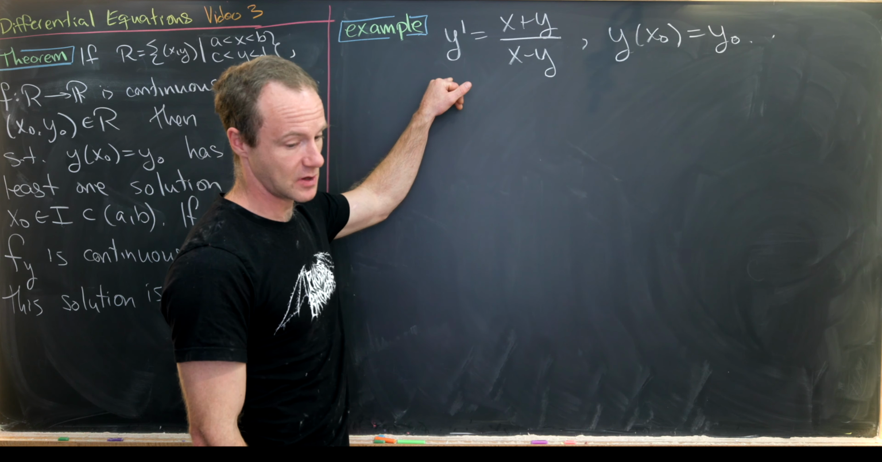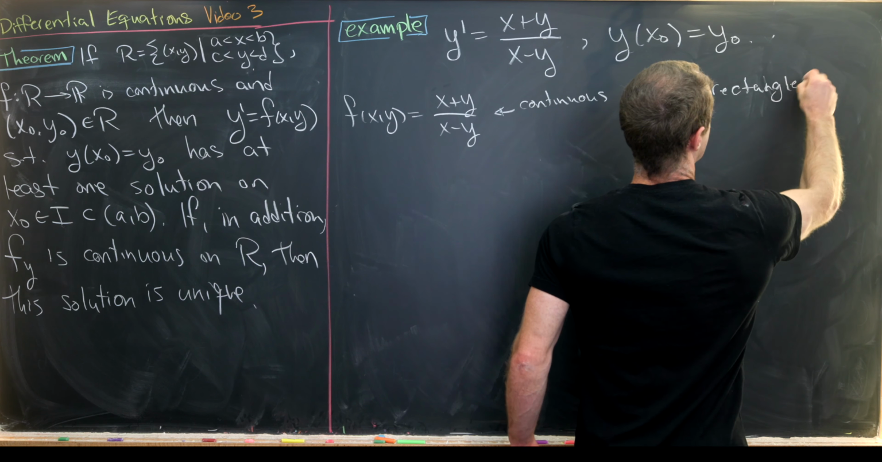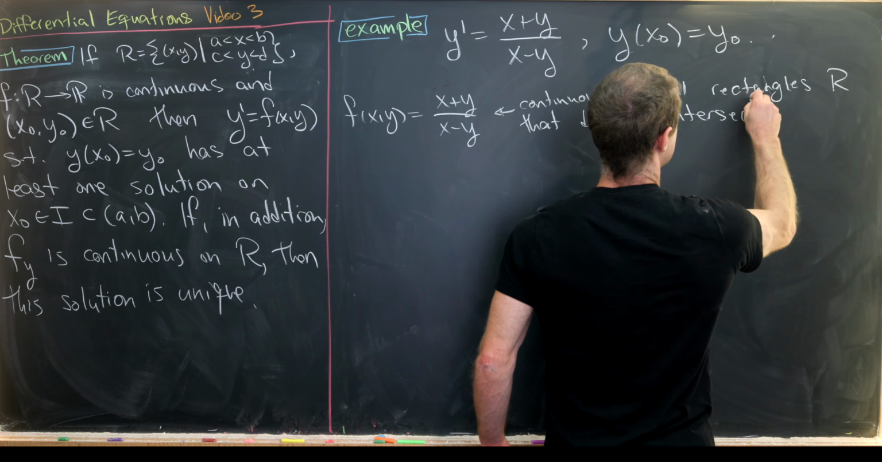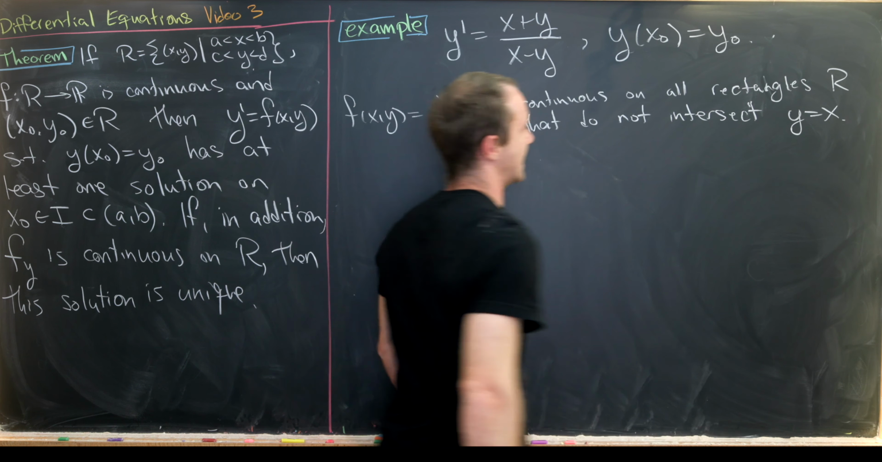So this first example, y prime equals x plus y over x minus y. So let's notice that we have f of x, y equals x plus y over x minus y in this case. Great, and then also notice that this is going to be continuous on all rectangles, maybe R, that do not intersect the line y equals x.